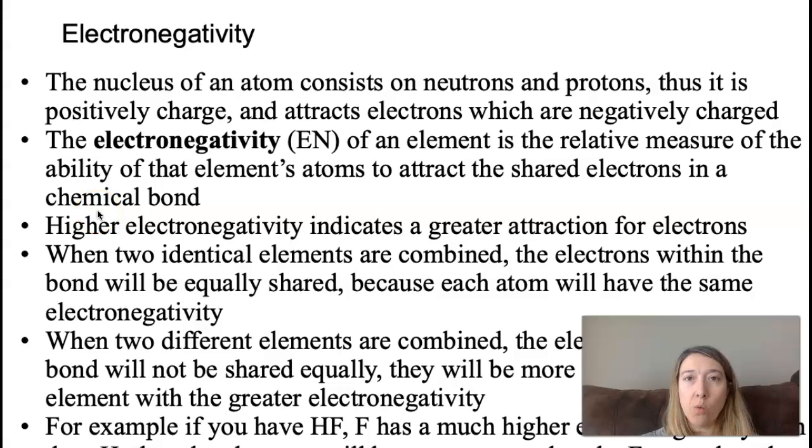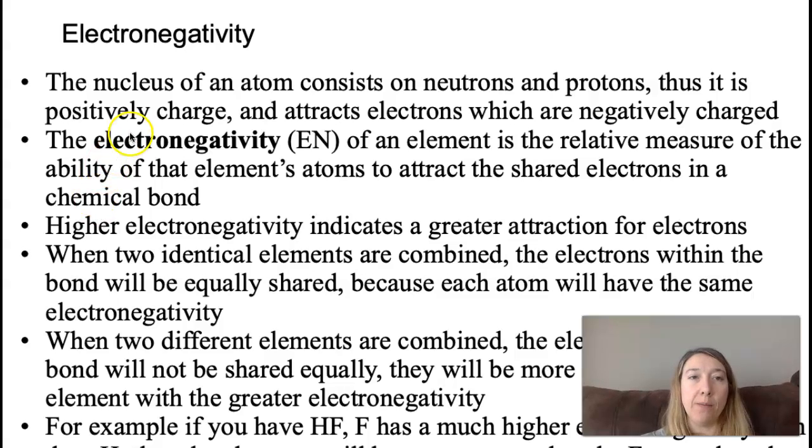Okay, in this video, we are going to talk about electronegativity and how that is going to come into play with determining whether something is covalent or ionic. So, when we talk about electronegativity, it is basically a measure that tells you how strongly one atom is going to attract the shared pair of electrons when you are in a chemical bond.